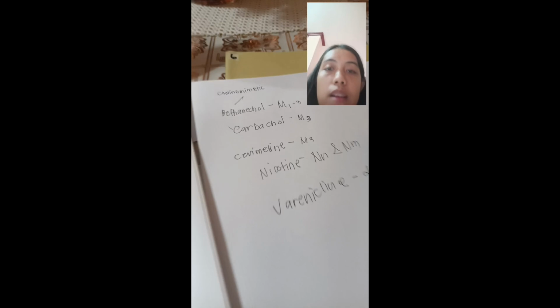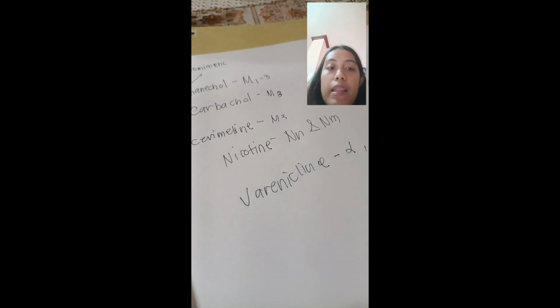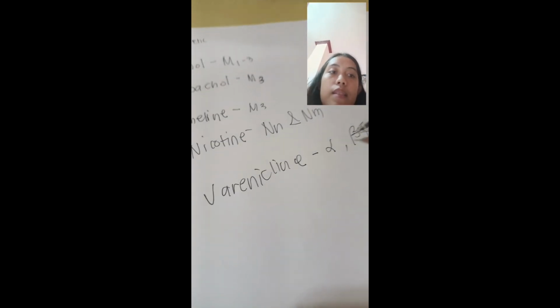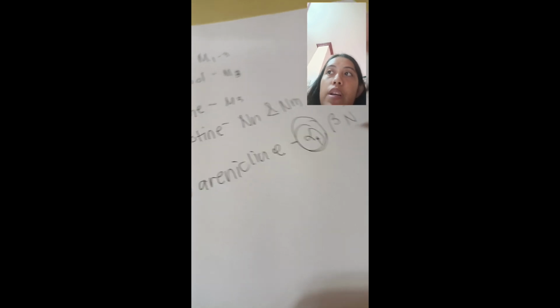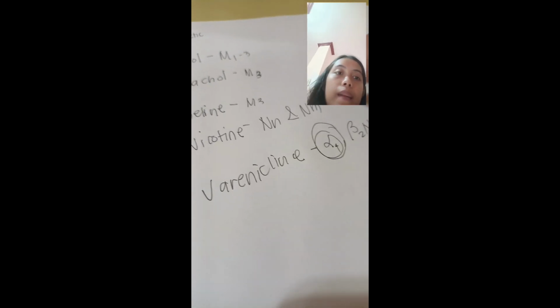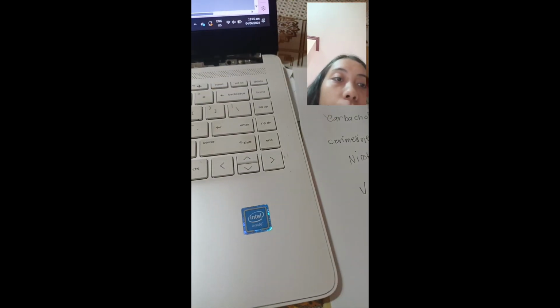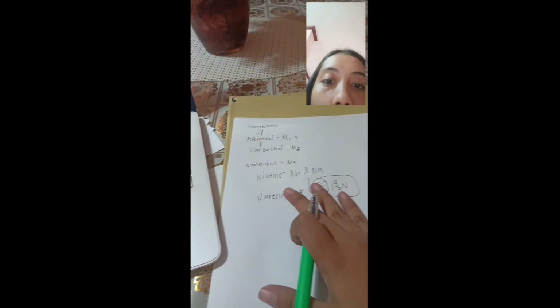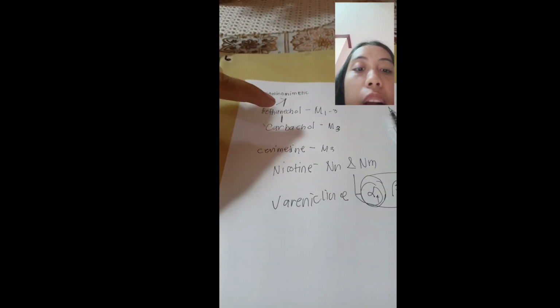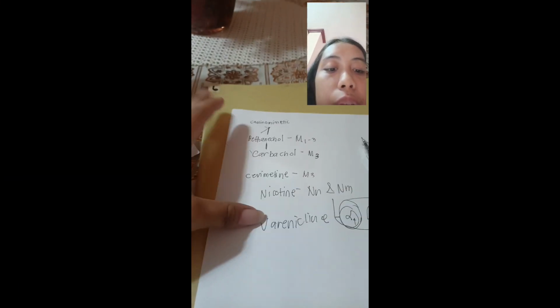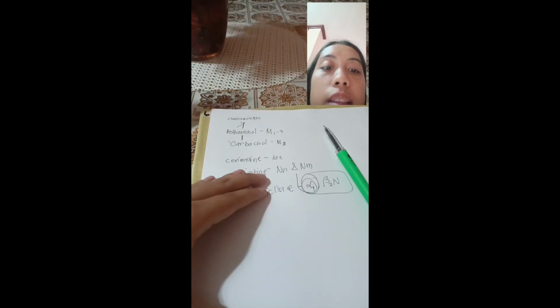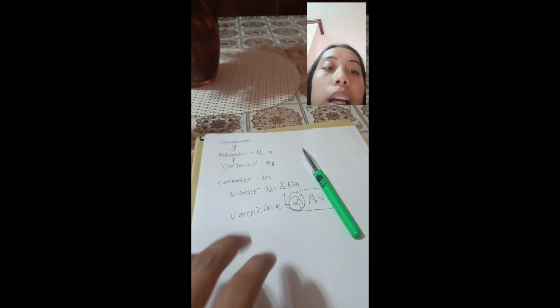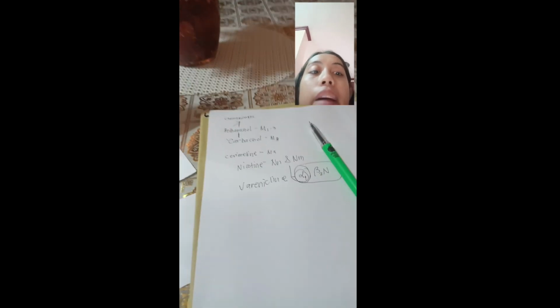Lastly, we have varenicline, which is for alpha-4 beta-2 and N. These are the cholinomimetic drugs. So these drugs, bethanechol, carbachol, cevimeline, nicotine, and varenicline, are the direct cholinomimetic drugs. Since we are done with the direct, let's move on now to the indirect cholinomimetic drugs.